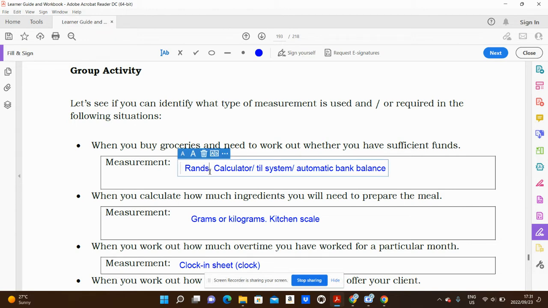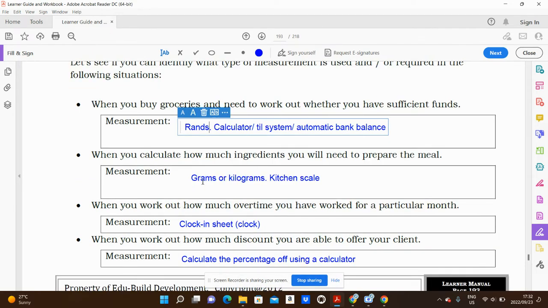And if you're still a little archaic, you can use a calculator. Or you can go and have a look, there are apps online. There's an app for everything, but let us look at the traditional way of working with things. So you can use a calculator to calculate how much the groceries cost, and then use a calculator to find out if the amount of money you have is sufficient. You can use a till system. You can use an automatic bank balance. All of these tools will assist you.